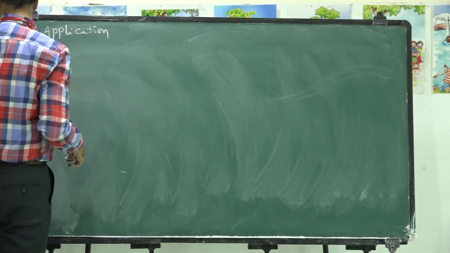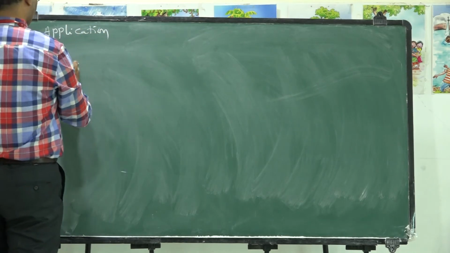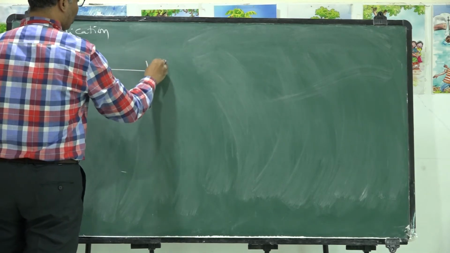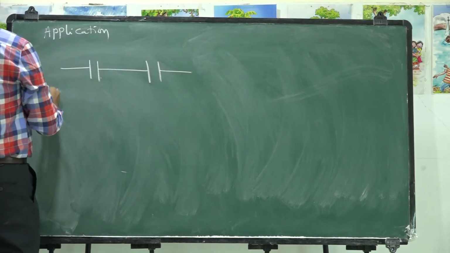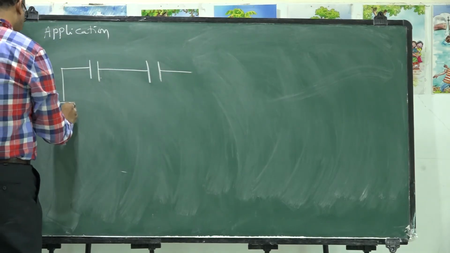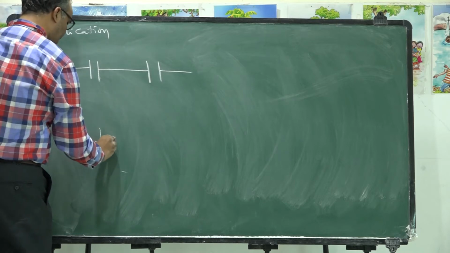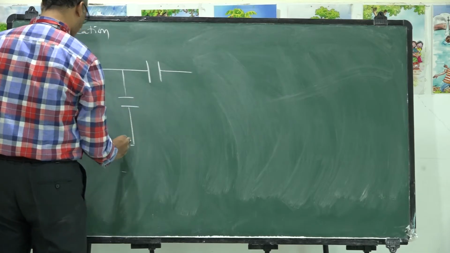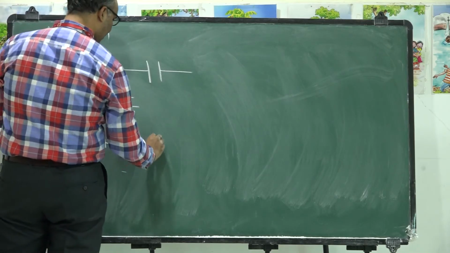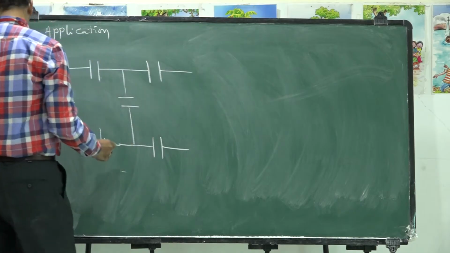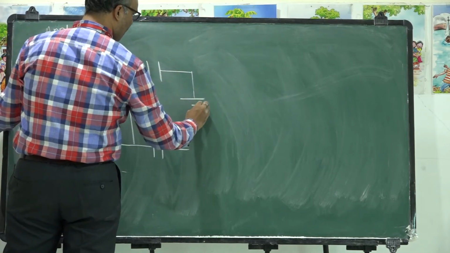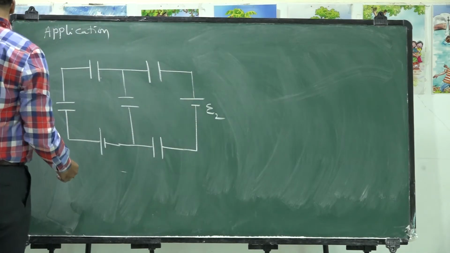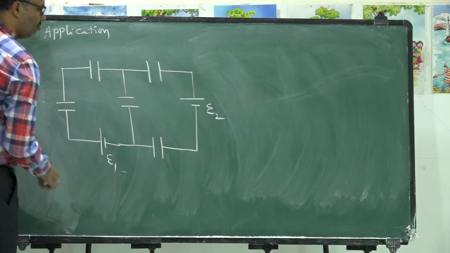See this circuit. Here is a circuit with one capacitor like this, another capacitor like this. Here is one more capacitor like this. Here is one cell like this. Here is one more capacitor like this. Here is one capacitor like this. Here is a cell like this. This cell is having EMF E2. This cell is having EMF E1.